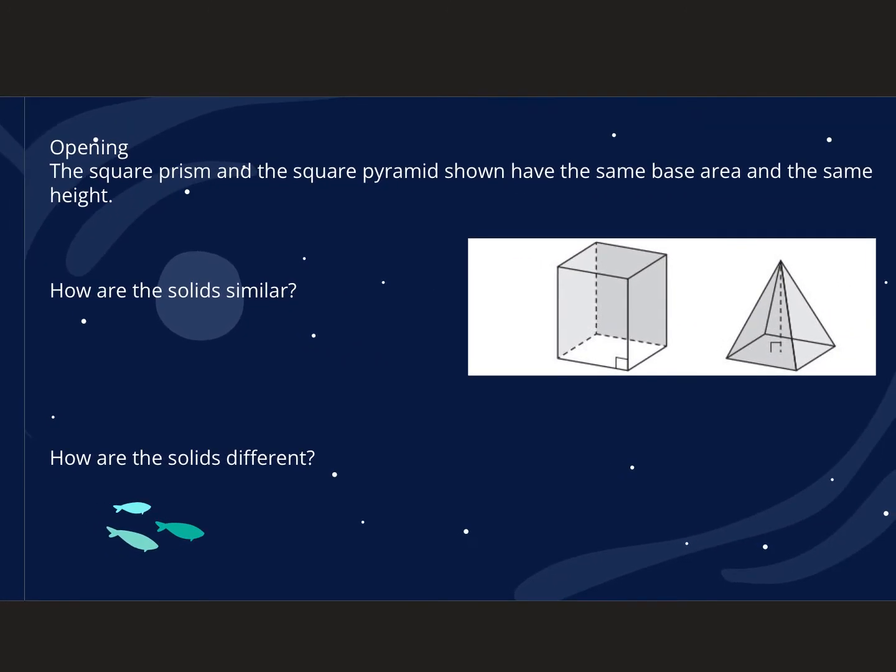All right, so let's start off. The square-based prism, or the square prism, and the square pyramid shown have the same base area and the same height. Take a few seconds and tell me, how are the solids similar? Your responses could vary, but one thing we can say is that they have the same base. Both have a square base.